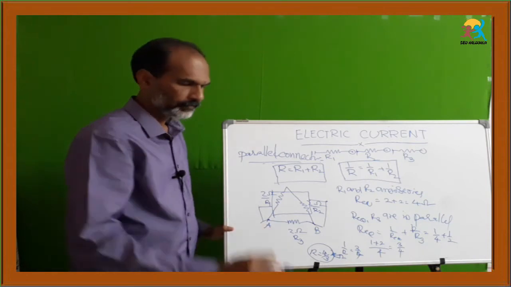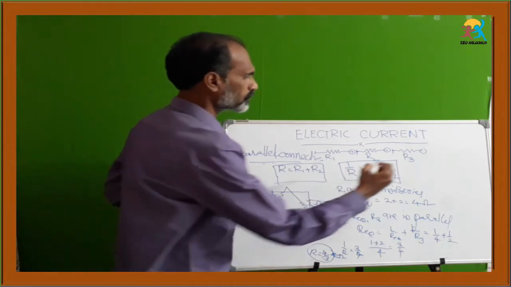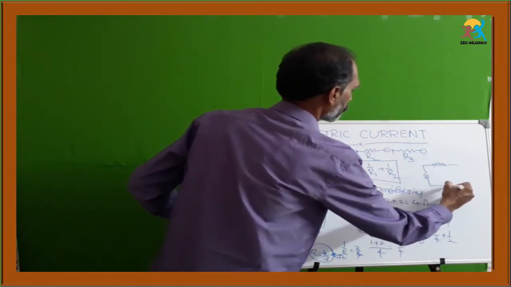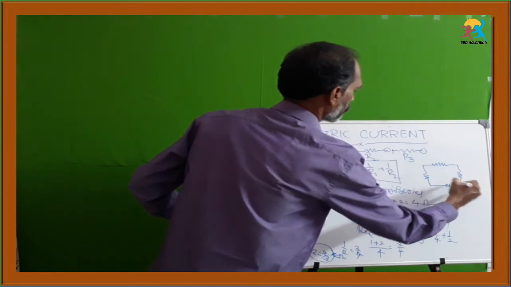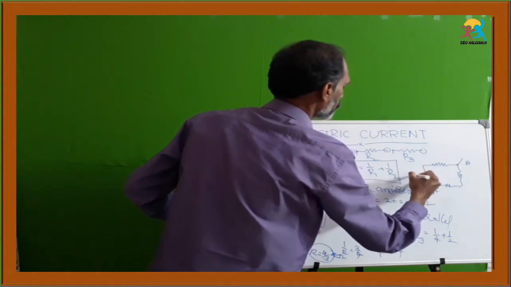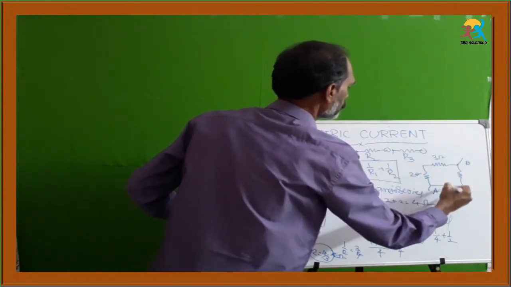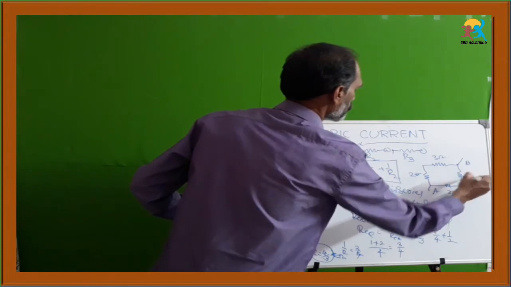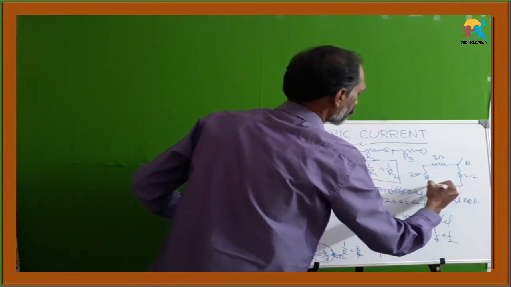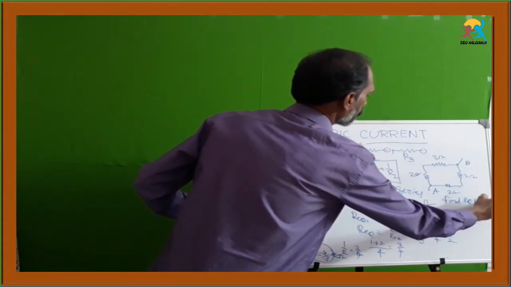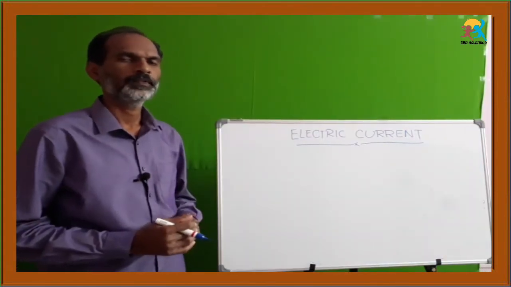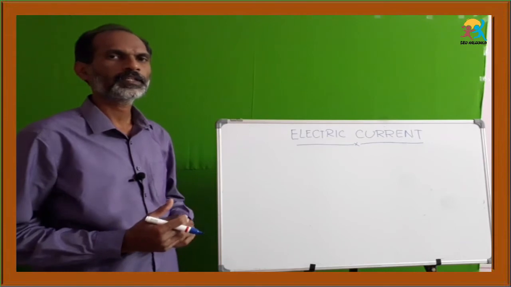Okay. And I'll give you one homework problem. If the resistors are connected in this way, find the final resistance between the points A and B. This is 2 ohm, this is 3 ohm, and this is 3 ohm, and this is 2. Find the equivalent resistance between the points A and B. Okay.